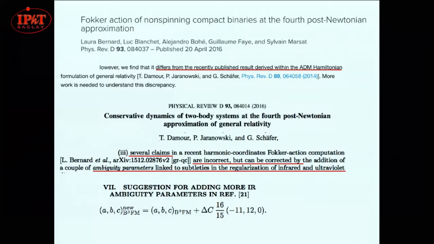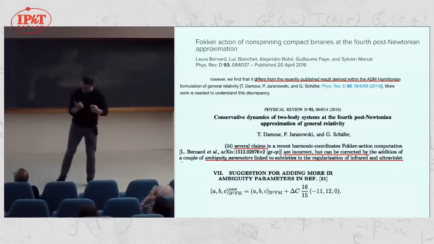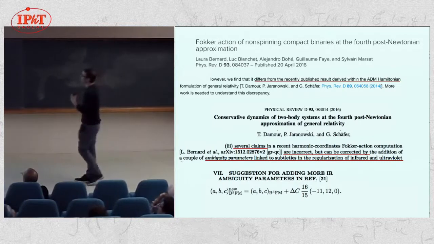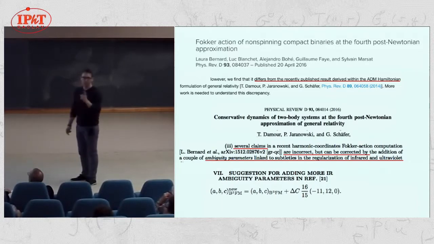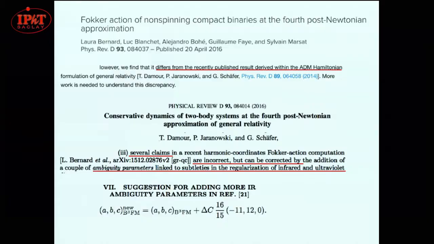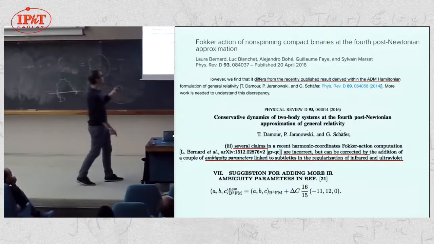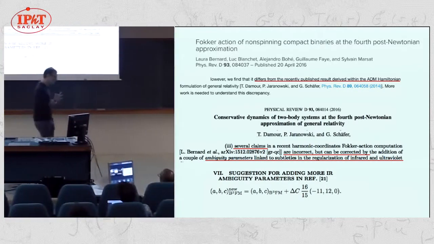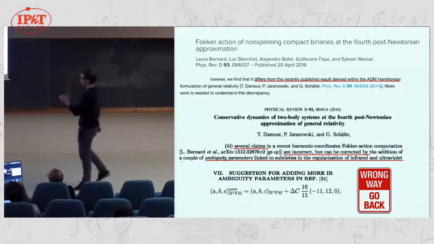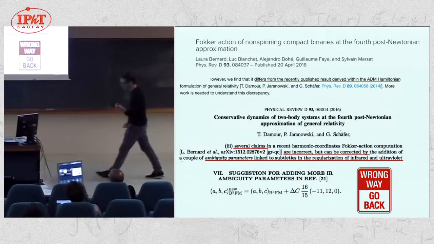In fact, there are two methods: the ADM method that was used by Jaranowski, Schäfer, and Damour, and another method which is done by Luc Blanchet and Laura Bernard, who maybe is in the audience. Is Laura here? No. So they disagree, and they disagree because they have different ambiguities. And in fact, Thibault, who I wish was here, wrote another paper in which he said, let's put in three ambiguities. He was suggesting that you needed to fix this infrared divergence. So this is clearly wrong. This is not the way to go.